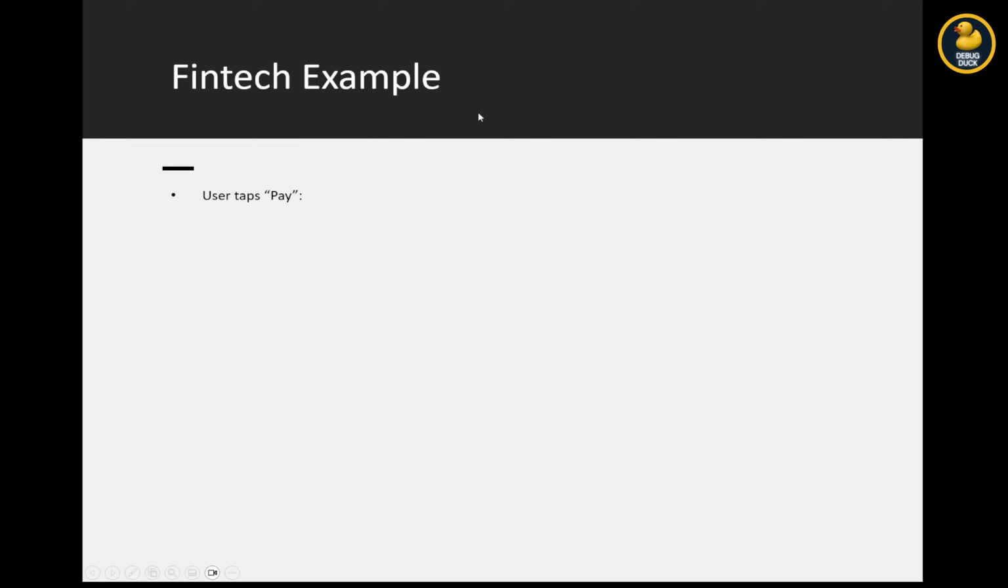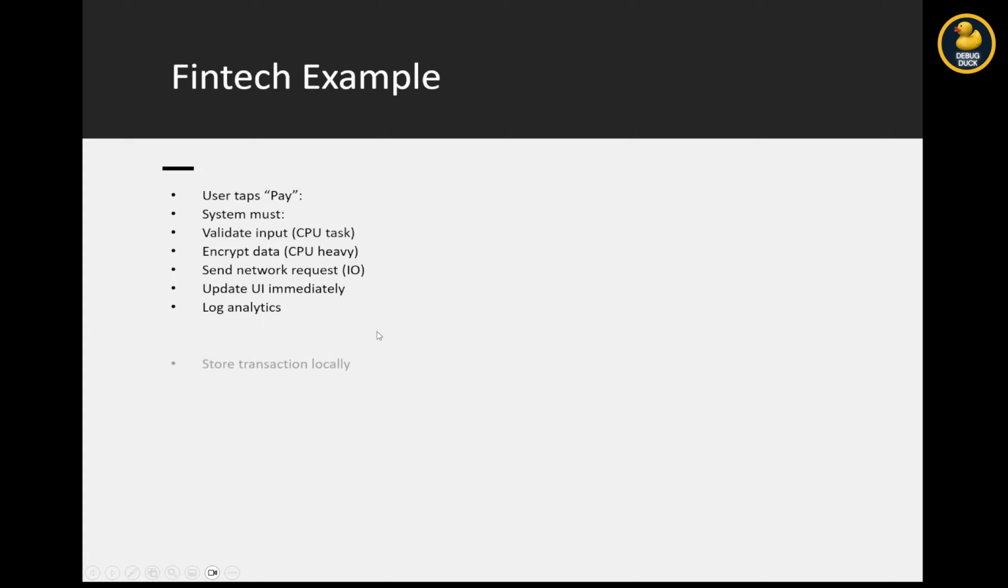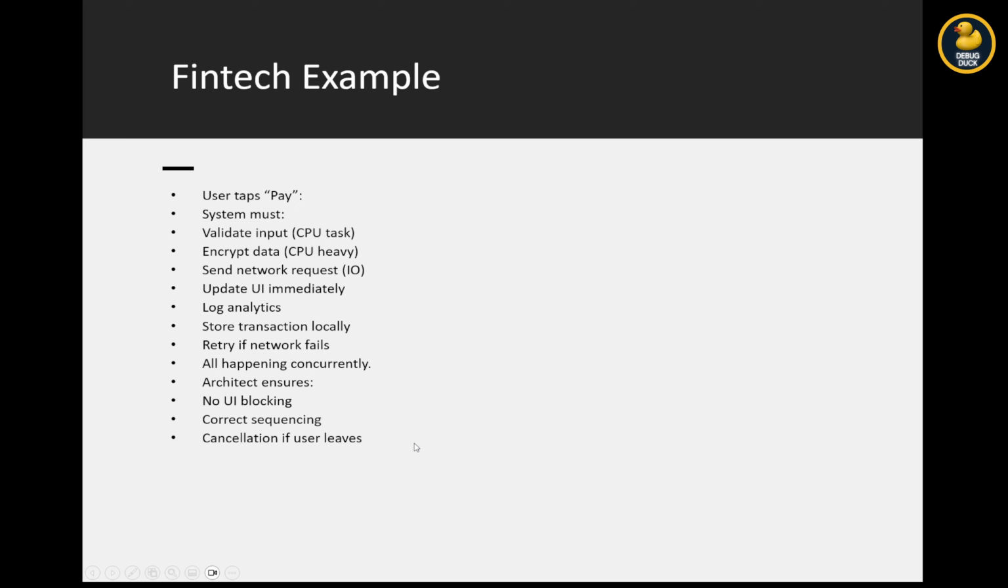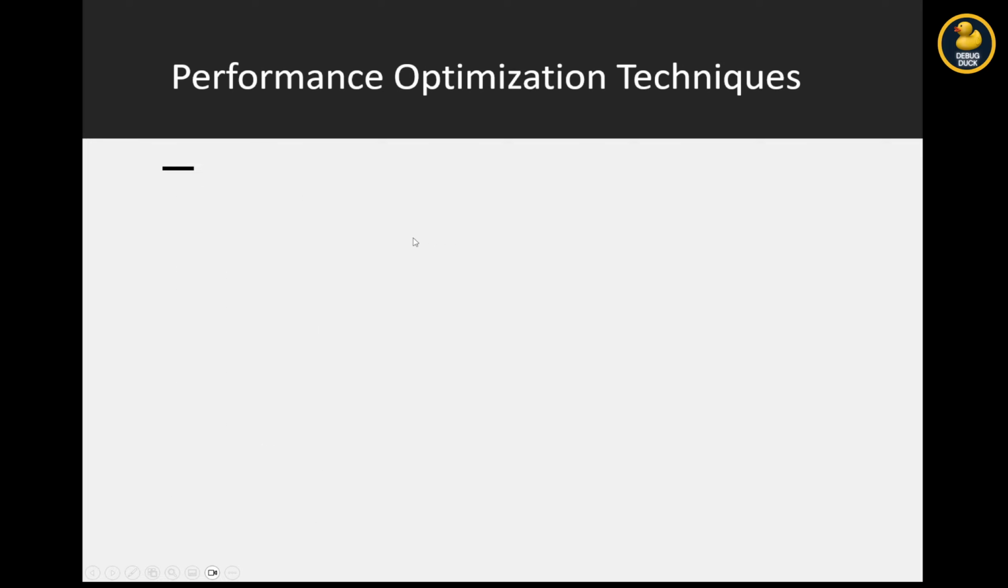Let's take a fintech example. When a user taps a pay button, the system must validate the input, encrypt data, send a network request, update the UI immediately, log analytics, store the transaction locally, and retry if the network fails, all happening concurrently. The architect ensures no UI blocking, correct sequencing, cancellation if the user leaves, a retry strategy, and thread-safe operations. That's real concurrency at scale.